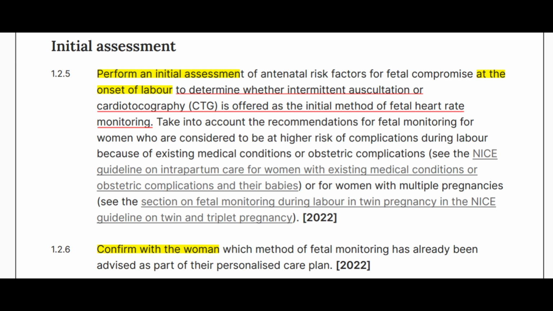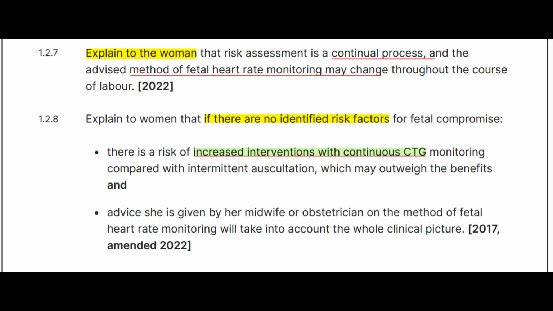Confirm with the woman which method of fetal monitoring has already been advised as part of their personalized care plan. Explain to the woman that risk assessment is a continual process, and the advised method of fetal heart rate monitoring may change throughout the course of labor.